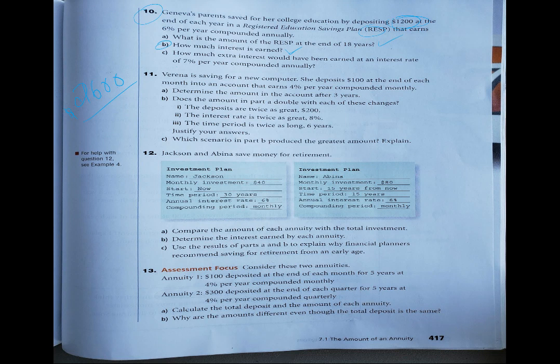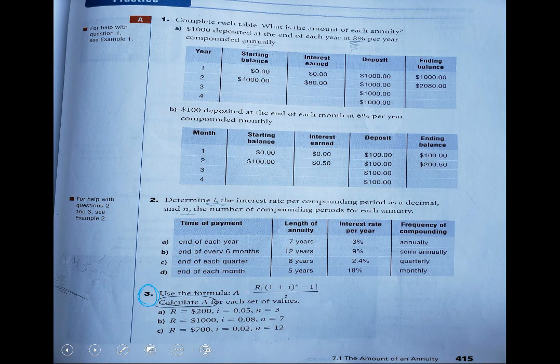How much extra interest would have been earned if you change the interest rate to 7%? Basically you have to do the question again, and that's why I didn't assign any more questions. So do part A again with 7% instead of 6%, get the new total value, subtract the 21,600, and that'll tell you how much more interest it earned. I don't think you'll have any problems with it, but if you do, keep the emails coming.